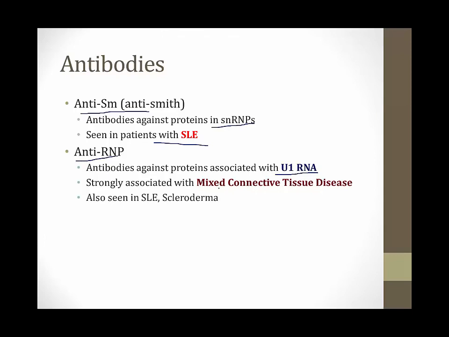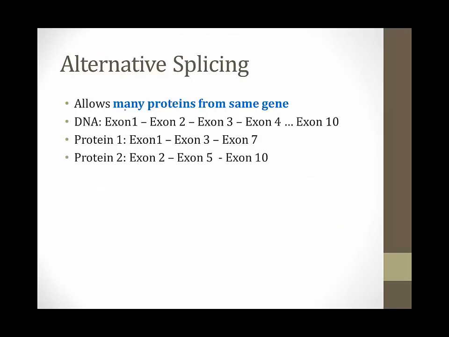a rare autoimmune condition called mixed connective tissue disease. If you ever hear positive U1 RNAs, you should think of this very uncommon disease because these antibodies are so strongly associated with it. You can also see elevated levels of anti-RNP or anti-U1 RNA antibodies sometimes in lupus or scleroderma.